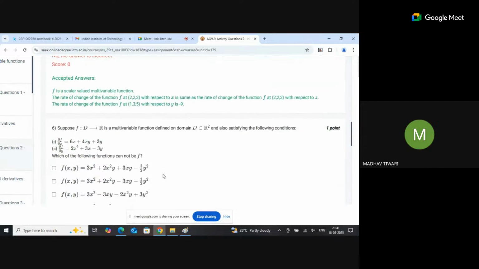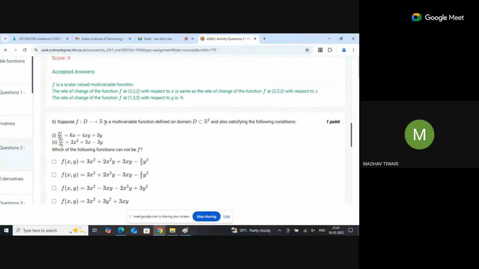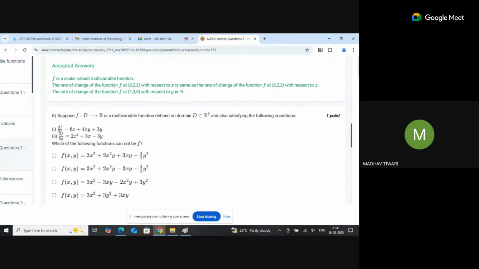Let's continue. And next is this one. We are given a multivariable function from R2 to R. Two functions, sorry, their partial derivatives are given with respect to x and y. With respect to x it is this, and with respect to y it is this. Now we have to check which cannot be f.